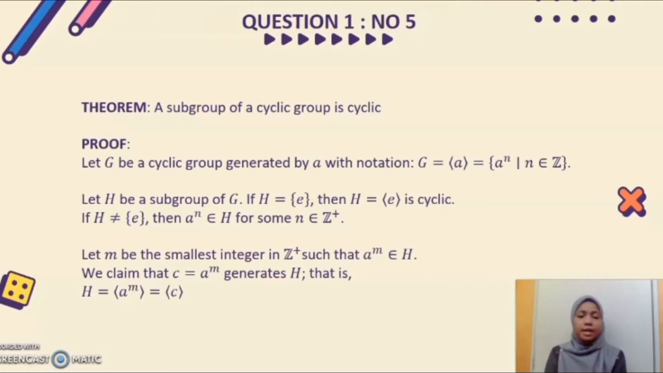If H has only the element e, then H = ⟨e⟩ is cyclic. If H does not consist of only the element e, then a^n is an element of H for some positive integer n. Then let m be the smallest positive integer such that a^m is an element of H. We claim that c = a^m generates H. That is, H has a generator a^m, equal to generator c.